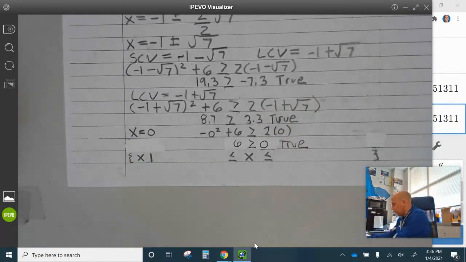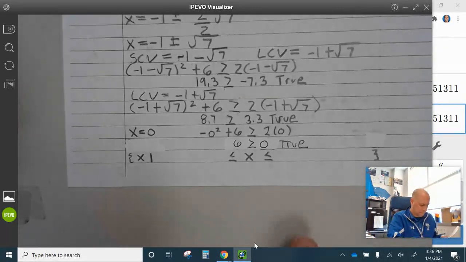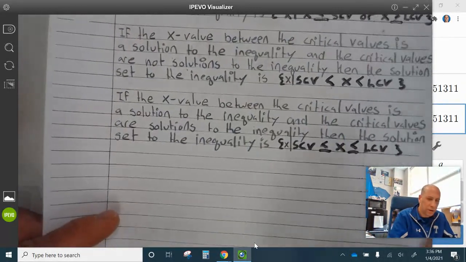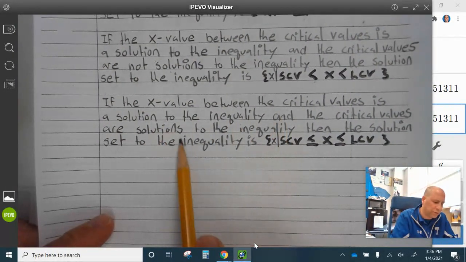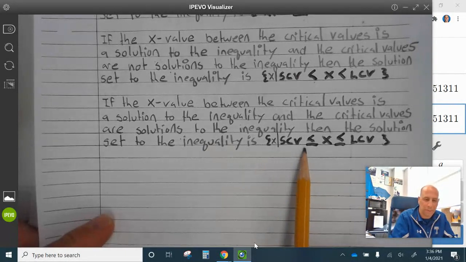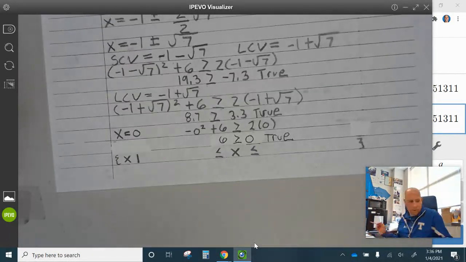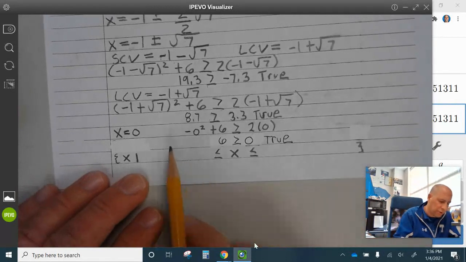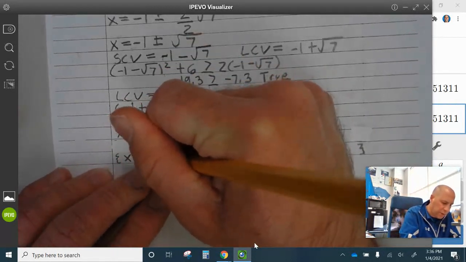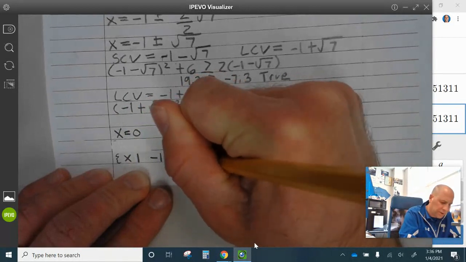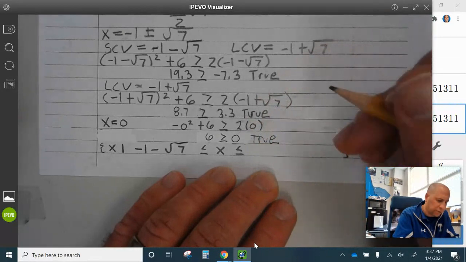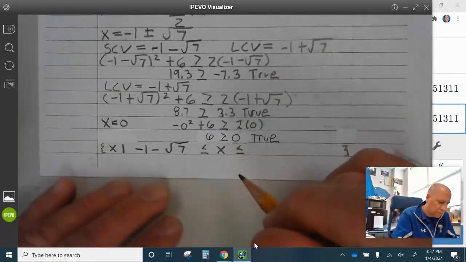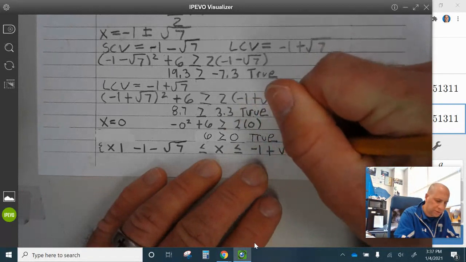Okay, and so from our notes, if the x value between the critical values is a solution to the inequality and the critical values are solutions to the inequality, we use this format. Okay, so x such that the small critical value, which is negative 1 minus the square root of 7, is less than or equal to x, which is less than or equal to negative 1 plus the square root of 7.